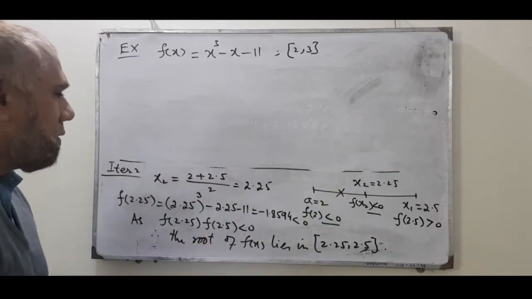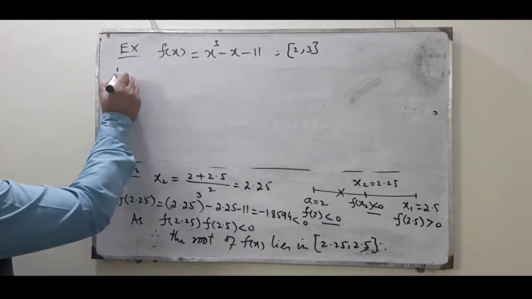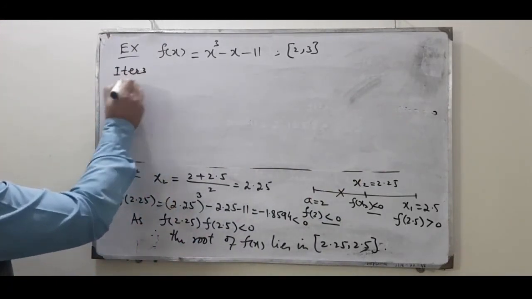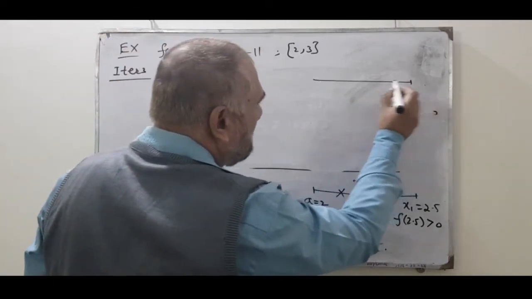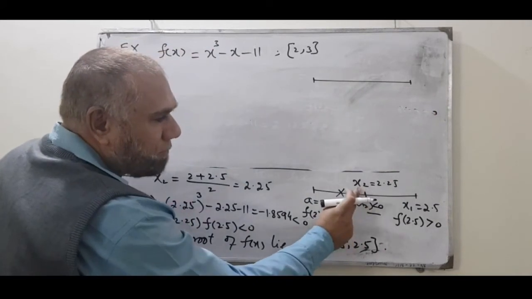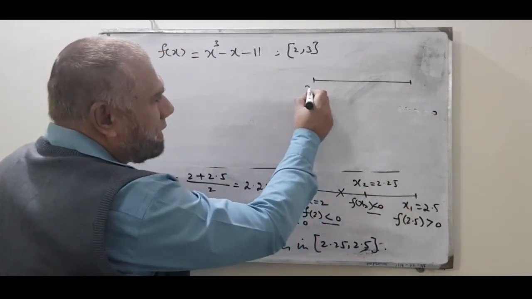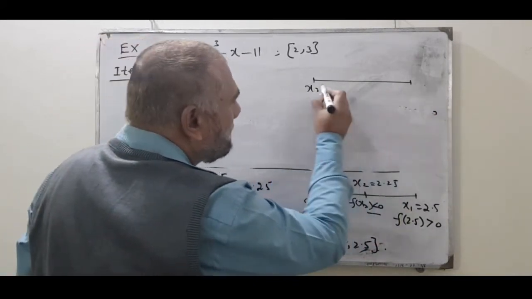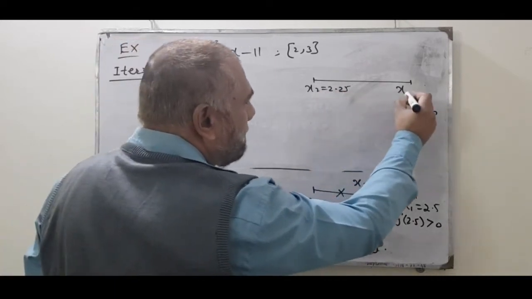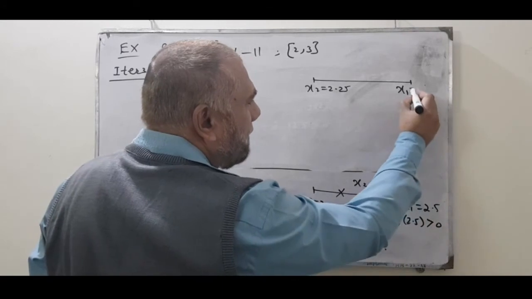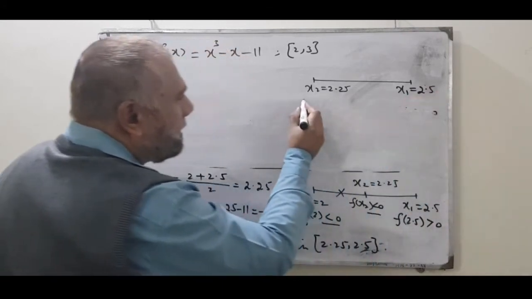Okay, now we go for iteration number 3. Before we start, we have to reconstruct the figure once again. The new interval is now from x2 to x1. So the left hand point is x2, which equals 2.25, and x1 is the right hand point, which is 2.5.